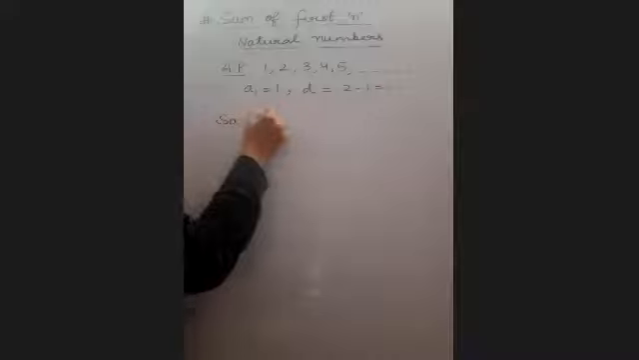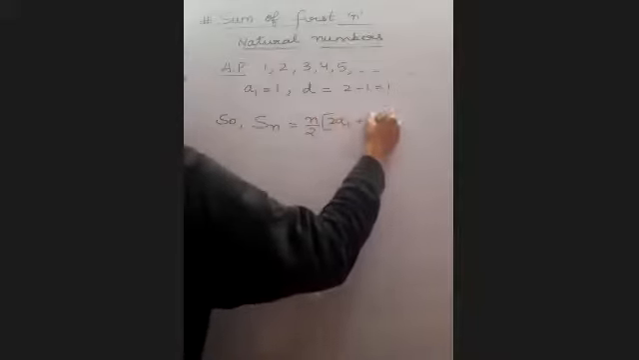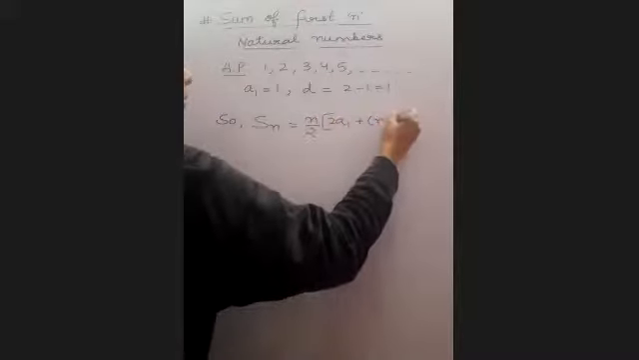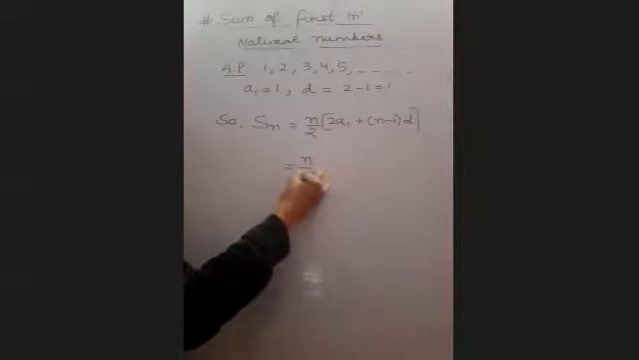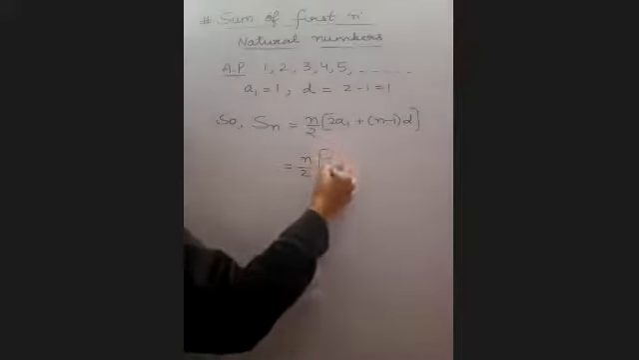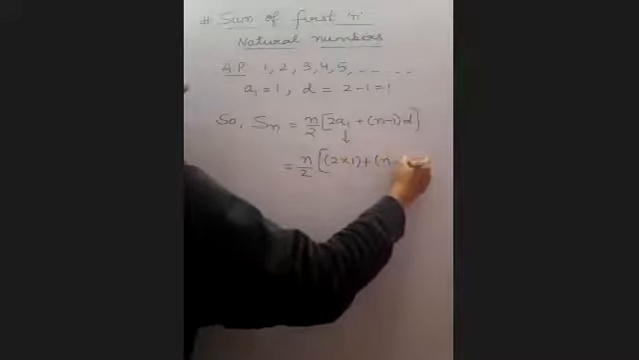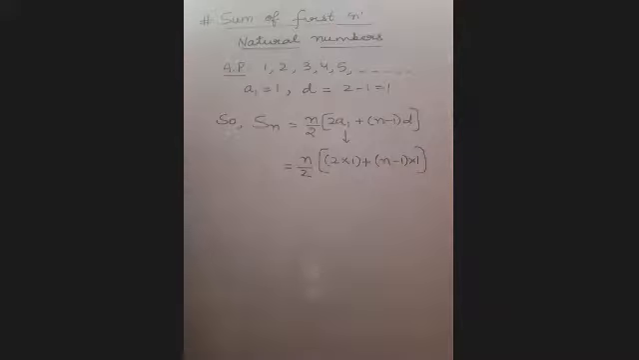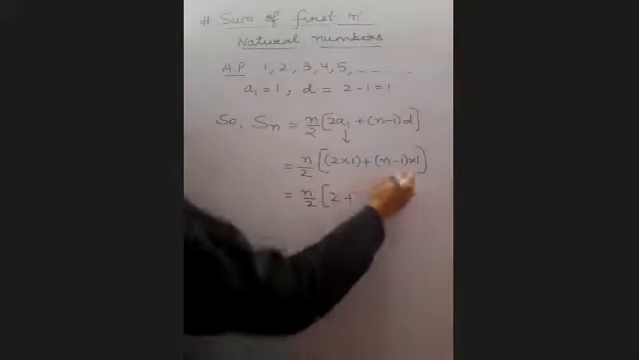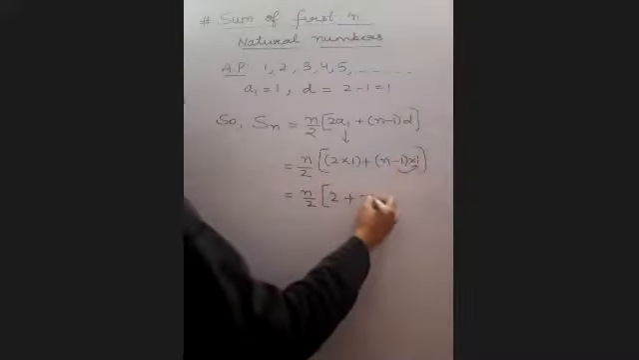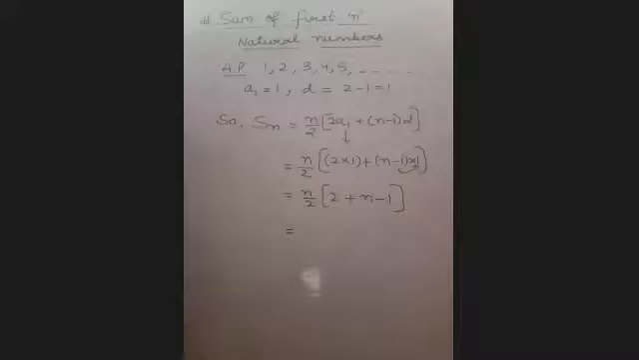So the sum of n natural numbers is n by 2, 2a1 plus n minus 1 d, okay beta? So n as it is. In place of a1 we shall put 1, n again as it is, and in place of d also we shall put 1. Now n minus 1 into 1 means n minus 1.